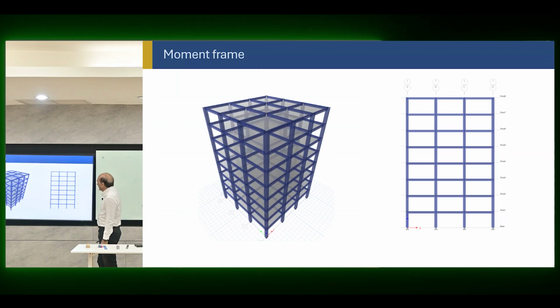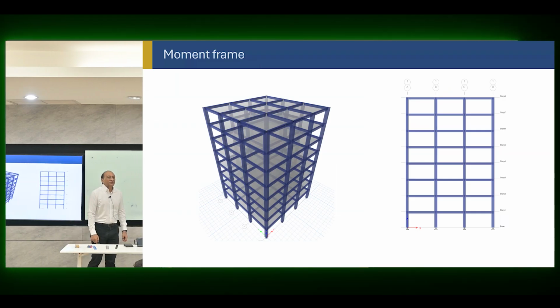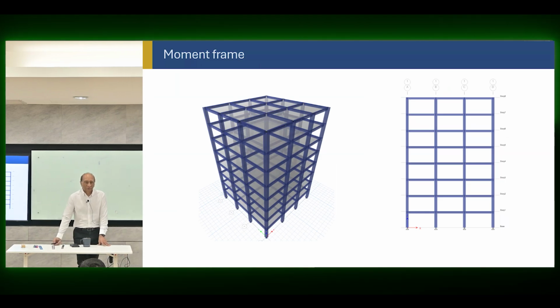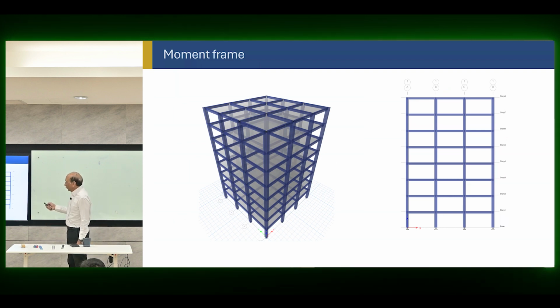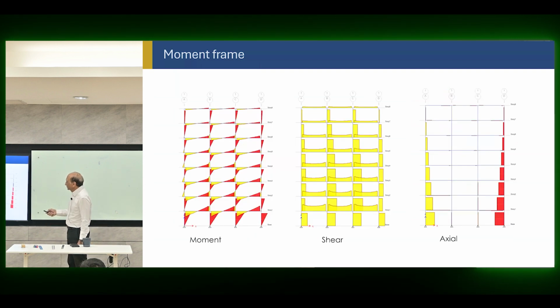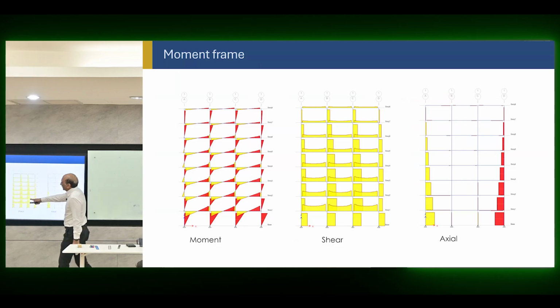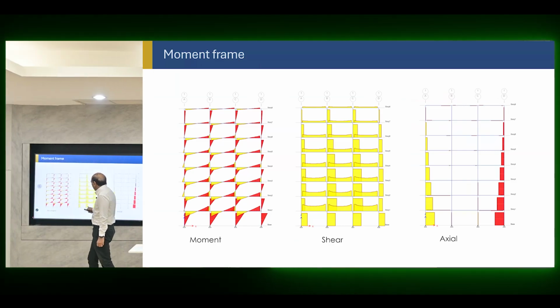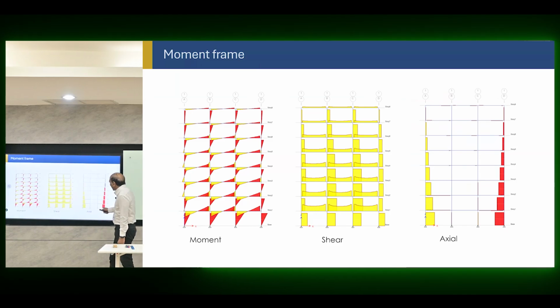I've already shown you. So this is a moment frame. The beams will control the efficiency of the moment frame, not the columns. So you have to have as deep beams as possible, which will be quite difficult to do. So the efficiency is quite low by themselves. So you will have bending moment diagrams, bending moment everywhere. Every beam and column will have bending moment. We have a shear force. You have an axial force.